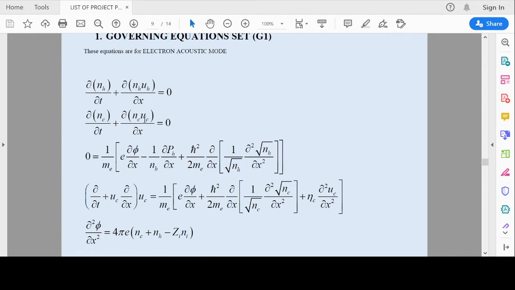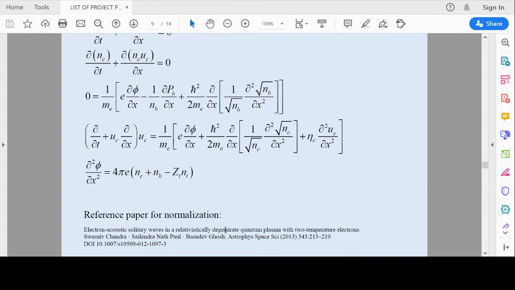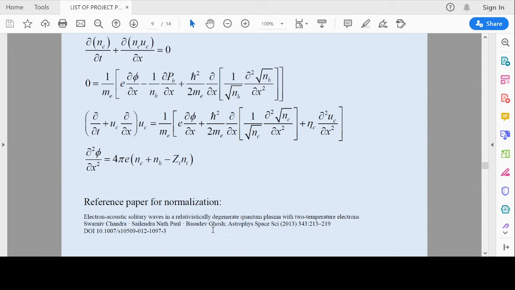You see hot electrons and cold electrons. Hot electrons have no inertia, cold electrons have no pressure term. They have a viscous term. However, those who will do KdV will eliminate this term. Those who will do KdV-Burgers have to include this term. And for the normalization and all these conditions, you just refer to one of our papers that will be given along with this.